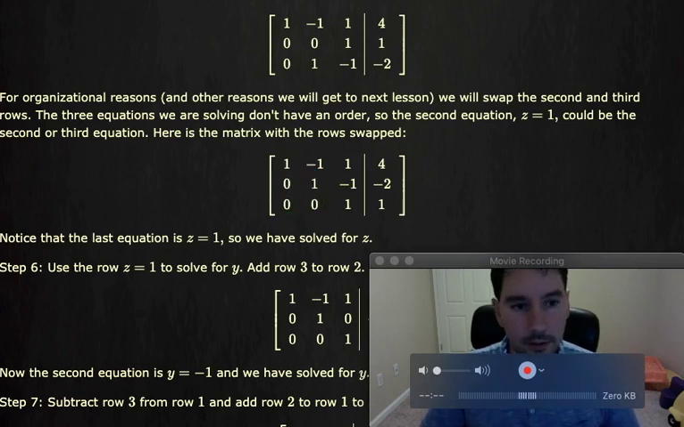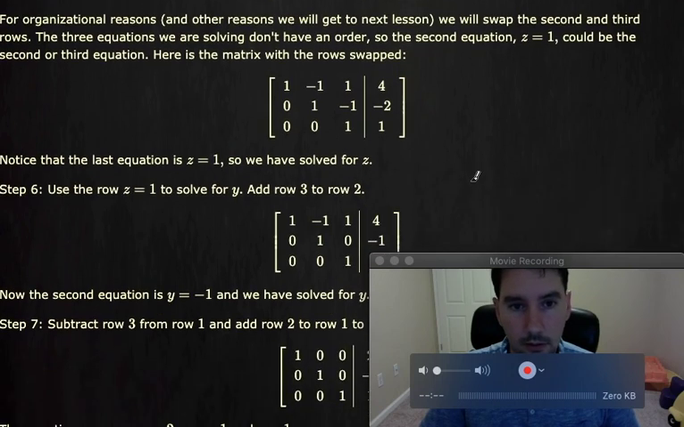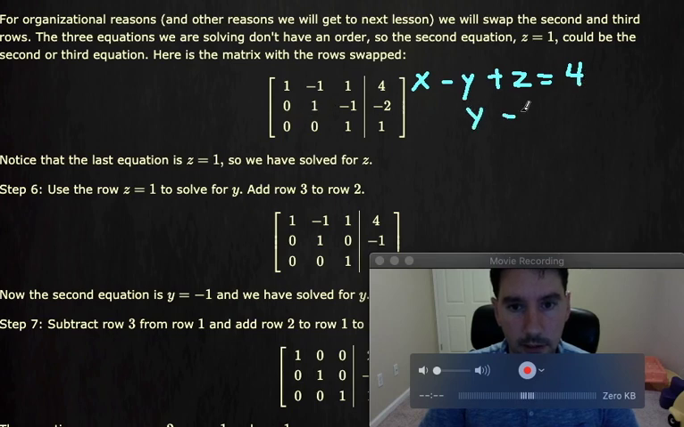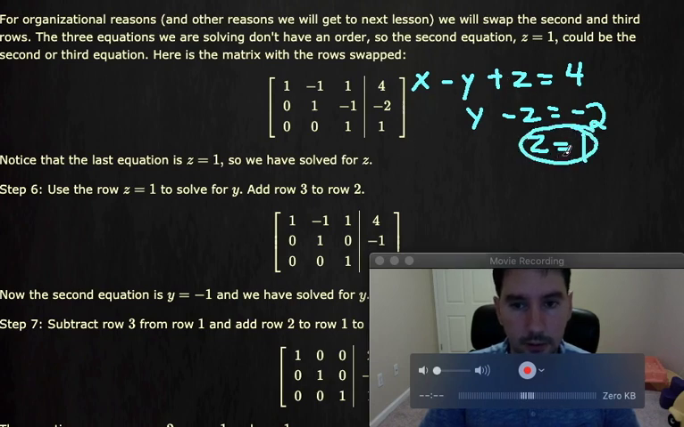And if we think about what this last equation means, right, if we actually write out all the equations, what have we got now? We're saying x minus y plus z equals 4. The next equation is saying y minus z equals minus 2. And the last one is just saying z equals 1. So we've solved for z. And we could just use back substitution here to figure out, if we put in z equals 1, we can find y, and then put in y and z, and we find x. But we don't have to come out of the matrix form to solve all this.